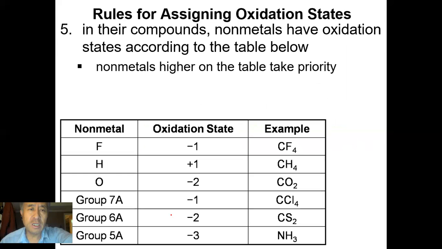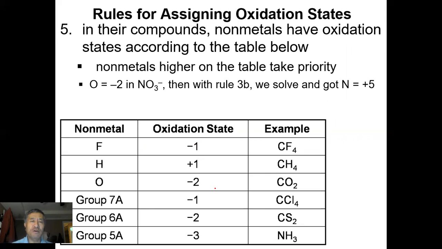So then you have this rule five, which has a table. This table has a priority. So the one on the top will get its number first. So for example, if you have NO3 negative, and you use rule 3B, you will have an equation: N plus 3 O equals negative one. Then you have two variables, two unknowns. You have to use this rule to find one answer.